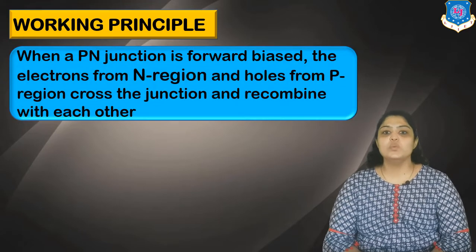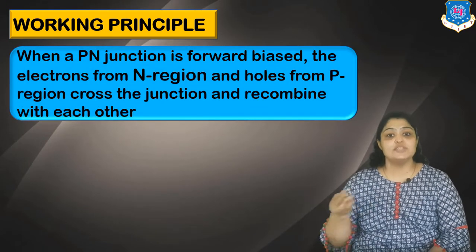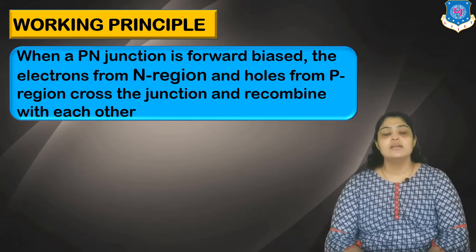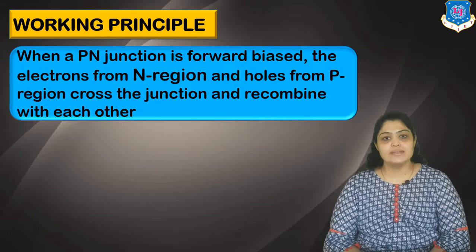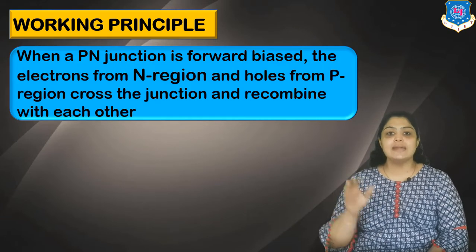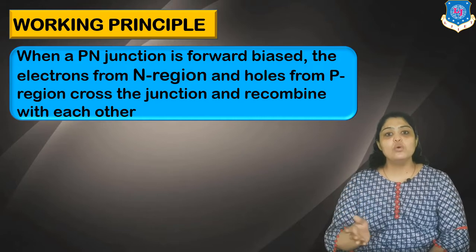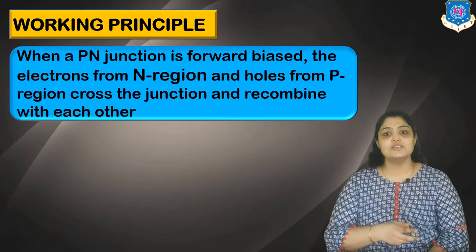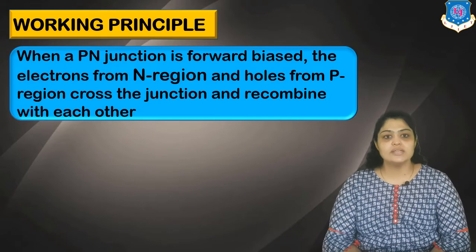Now coming to the working principle. Just now I mentioned one word, electroluminescence. Let's see what it is. When a PN junction is forward biased, the electrons from the N region, the N-type semiconductor, and the holes from the P region, the P-type semiconductor, cross the junction and recombine with each other.